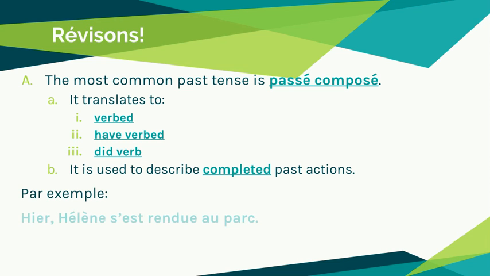Par exemple, hier, Hélène s'est rendue au parc. It's a complete action. It's not that she was going to the park. I'm not telling a story about it. I'm just saying, yesterday, Helen went to the park. Hier, Hélène s'est rendue au parc.